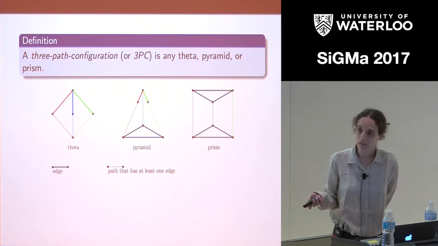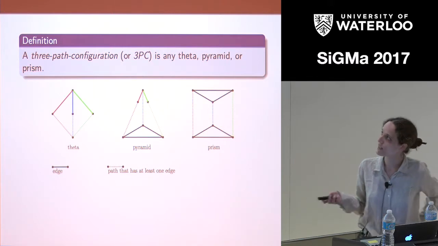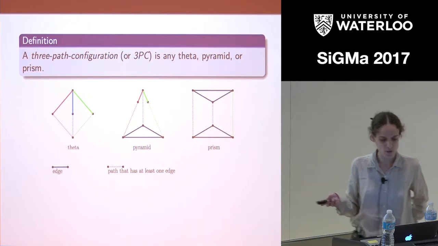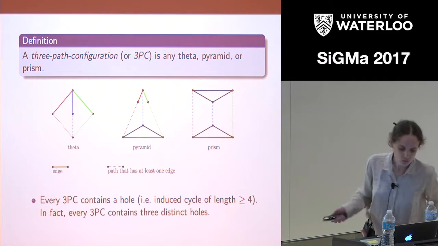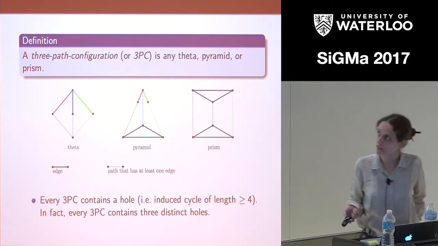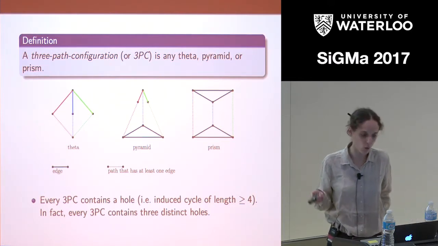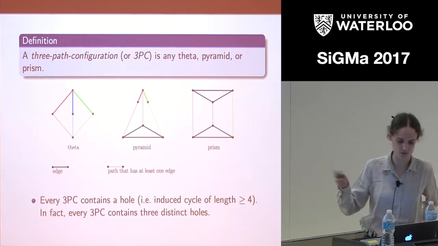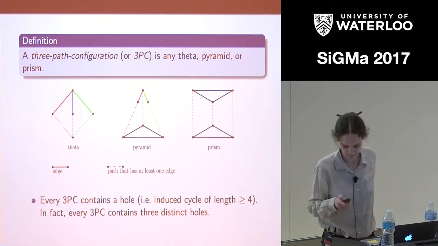Why are they called three-path configurations? Well, because in each case you can cover the vertex set with three paths that are internally disjoint. So I have colored these paths red, blue, and green. Also, notice that whenever you take any one of these three types of 3PC, and you take any two of these three paths, they together induce a hole. A hole is just an induced cycle of length at least 4. So we have three paths. You have three ways of choosing two of them, so you get three distinct holes.